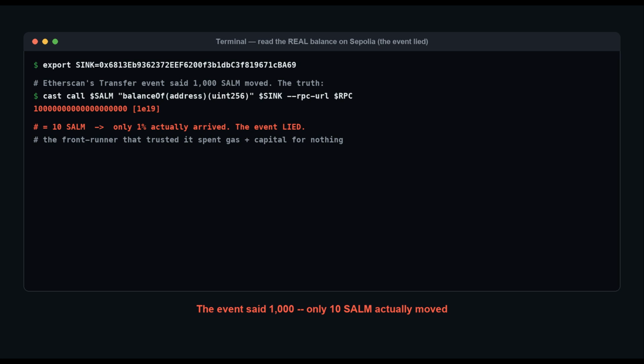In the terminal, I ask the token for the sync's real balance, not the event, the actual stored balance, and it's 10. Etherscan showed 1,000, the chain state says 10, only 1% ever moved. The generalized frontrunner trusted the event, spent real gas and real capital to copy a profit that never existed, and walked away with almost nothing. That's the honeypot. Now let's defend against it.